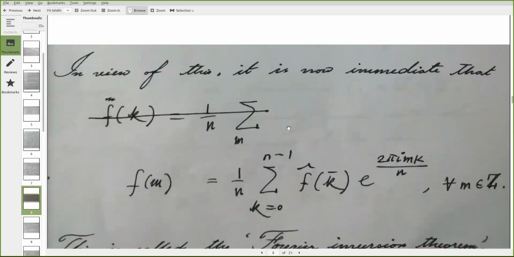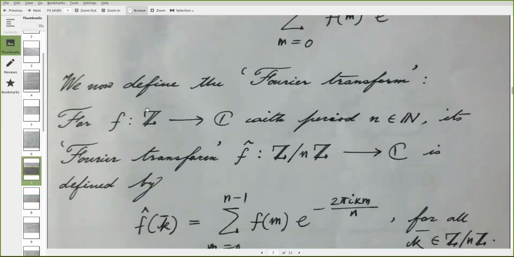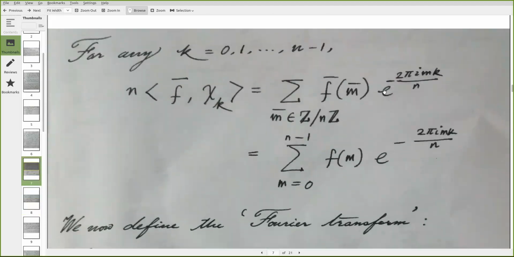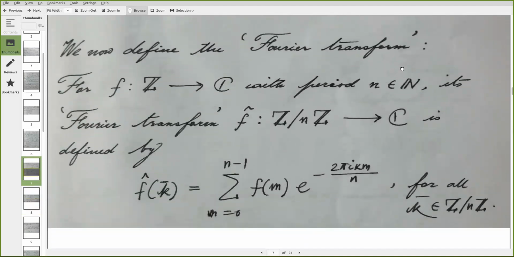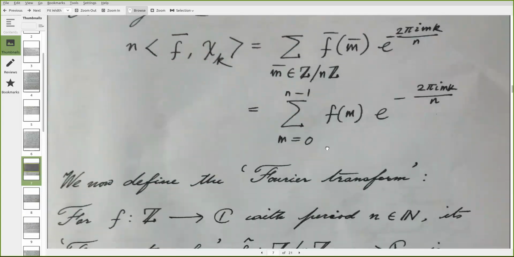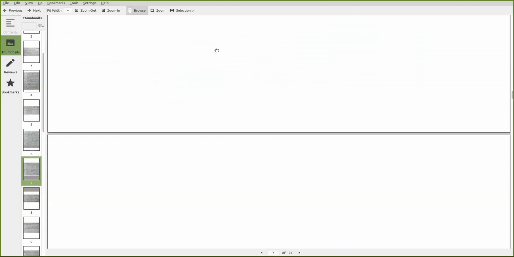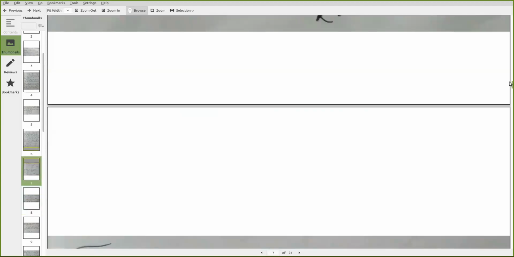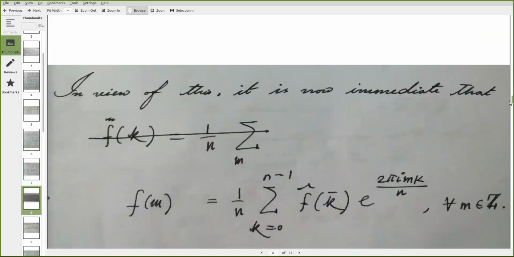Once we have defined this f hat k bar, where f hat is the Fourier transform of f, let me again show you. The value of the Fourier transform is defined at the point k bar. From the definition, it is clear that this is nothing but f hat k bar, and the earlier expression is now rewritten as follows.